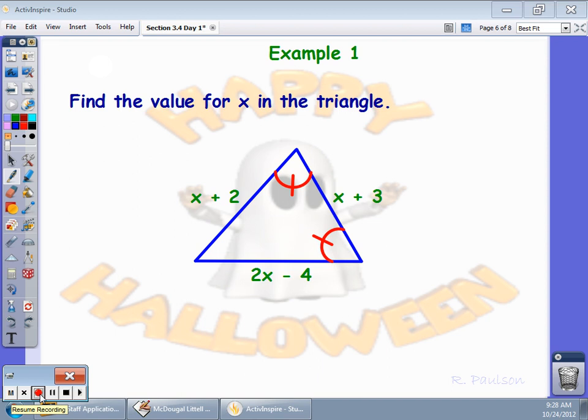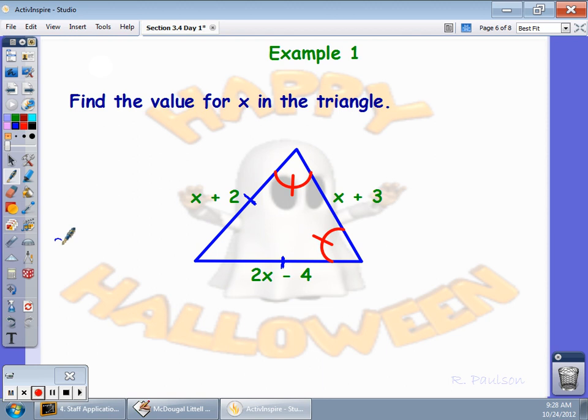We're going to find the value of x in the triangle. If you go back to the converse of the isosceles triangle theorem, which states if two angles of a triangle are congruent, then the sides opposite those angles are congruent as well, this is going to help us solve for x. We have two angles that are congruent, so the sides opposite must be congruent as well. So this side and this side are congruent because the angles opposite them are congruent.